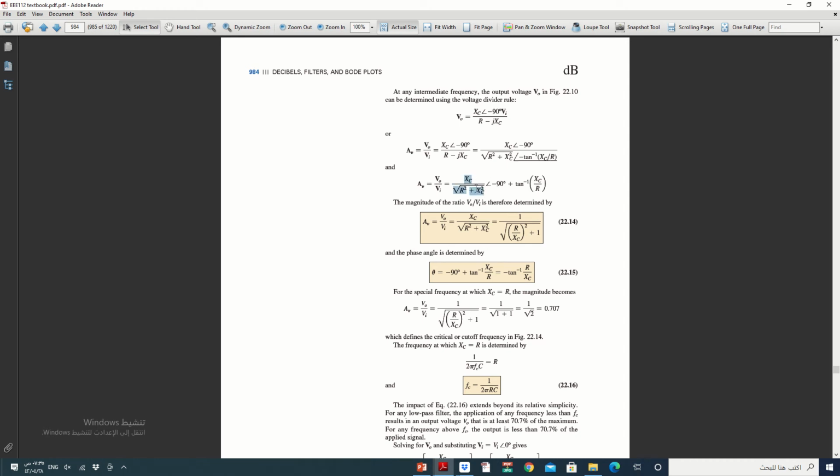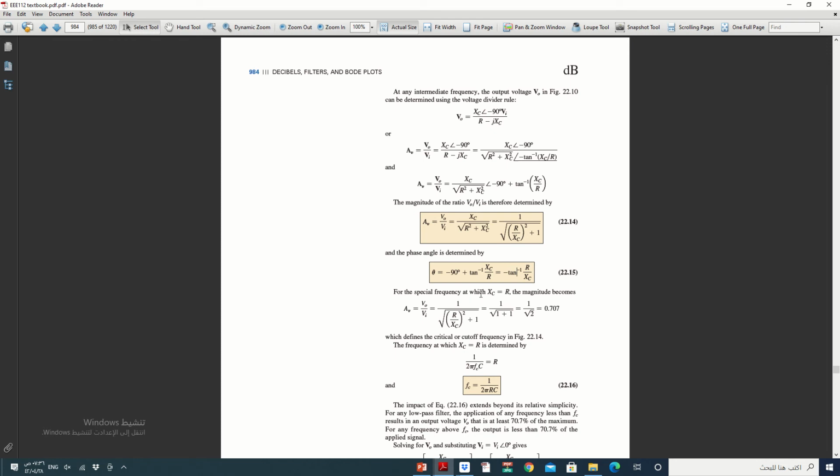For the magnitude alone, the value is XC over root of R squared plus XC squared. If we divide all the terms by XC, you will get 1 over root of (R over XC) all squared plus 1. And for the angle, theta equals minus 90 plus tan inverse XC over R, which by math properties you can write as minus tan inverse R over XC.